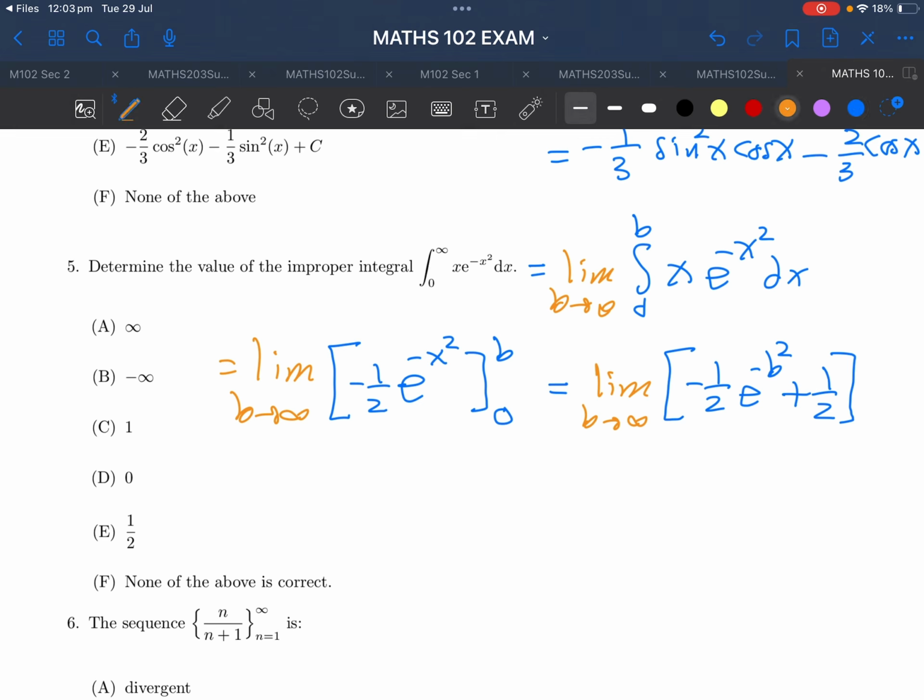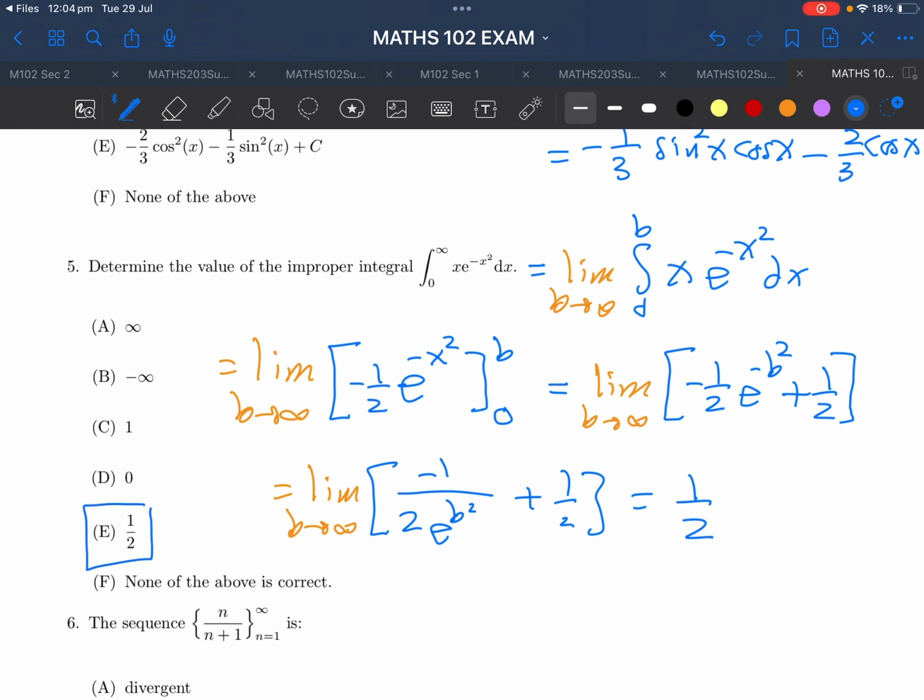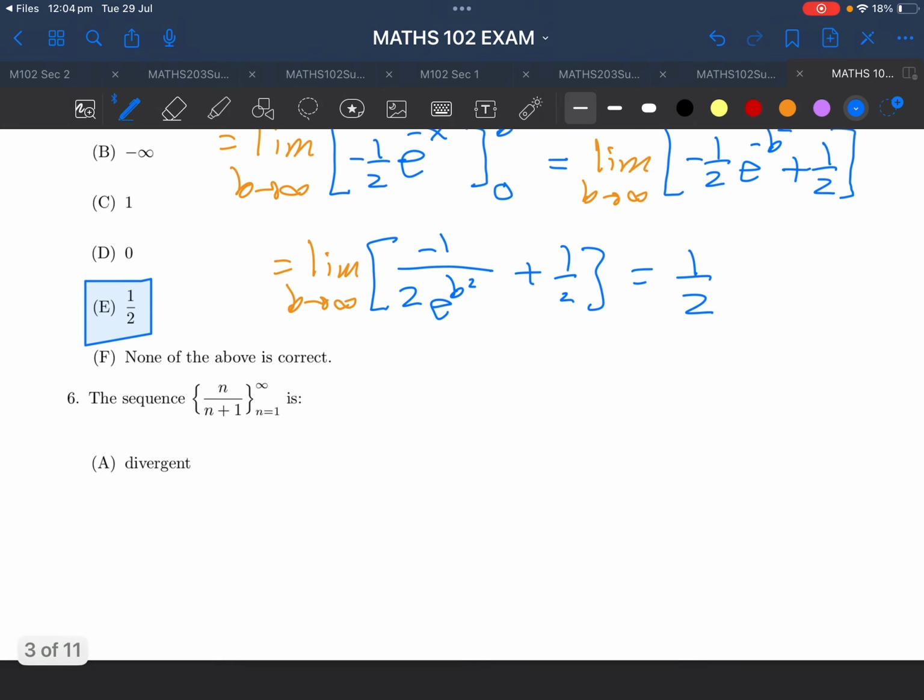Now, this can be written as the limit as b goes to infinity of -half times 1 over e to the b squared, plus half. If we substitute infinity, it will be 1 over infinity, which is 0, so the only remaining part is 1 over 2. And that's question number 5.